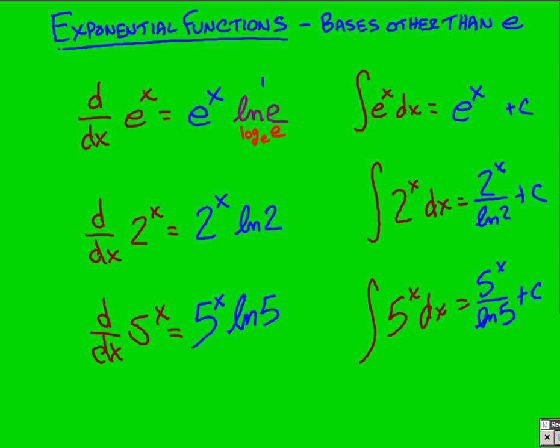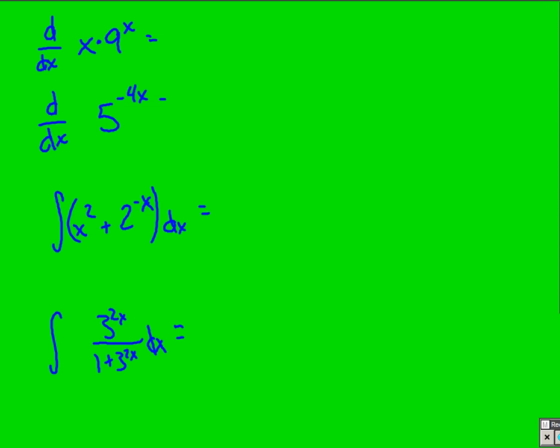So now, to look at some more complicated problems, of course, because we can't just make it that easy. Let's start with this first derivative. I have x times 9 to the x. Well, I have a product, so I'll do product rule. First times the derivative of the second. So 9 to the x is my derivative, but I also need to multiply by ln of 9. So x times 9 to the x ln of 9 plus the second, which is 9 to the x, times derivative of the first, which is just 1.